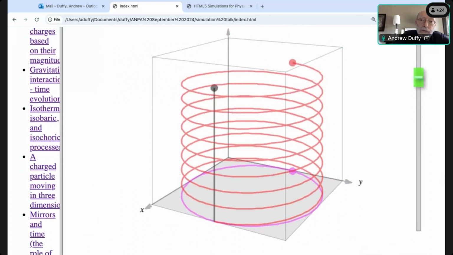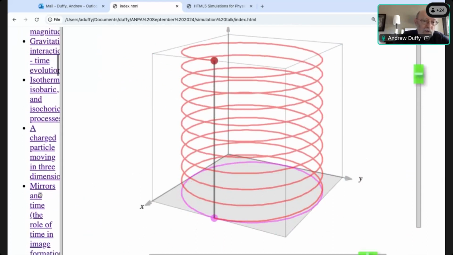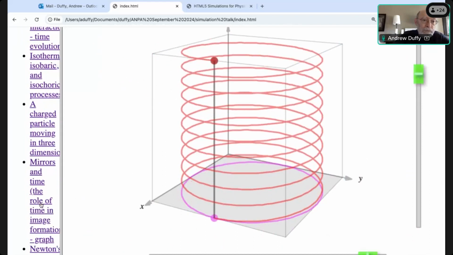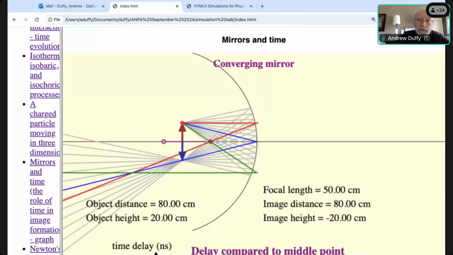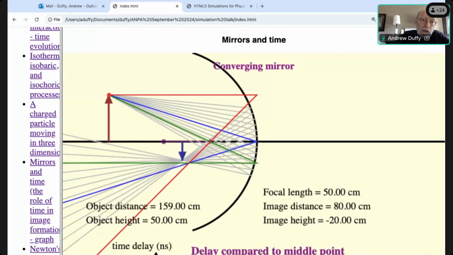He and I have run some workshops at APT in the past on writing simulations. He had this nice code, and he was kind enough to let me steal it to make some of my own simulations. Here's a nice optics scenario. This is the object here, this red arrow, so we can move that around. And this one's interesting because it doesn't directly show you where the image is, right?